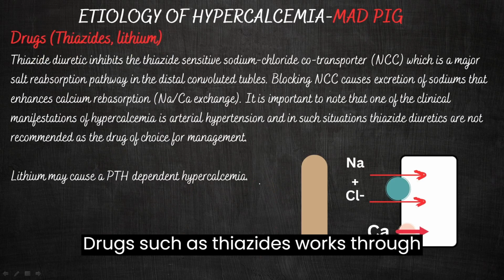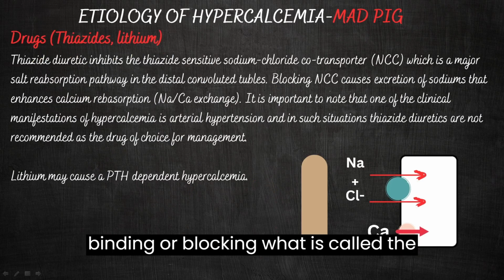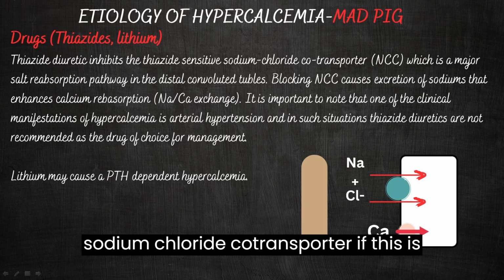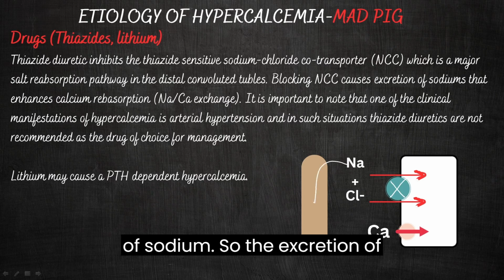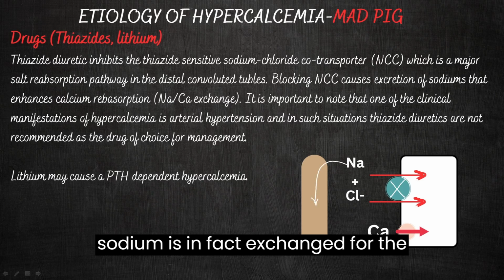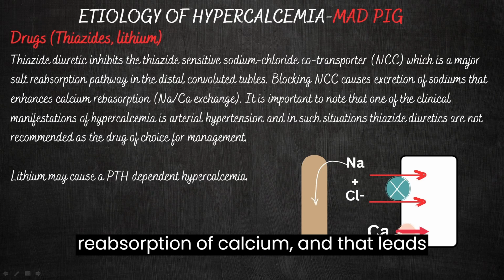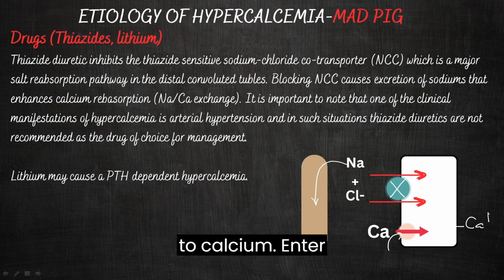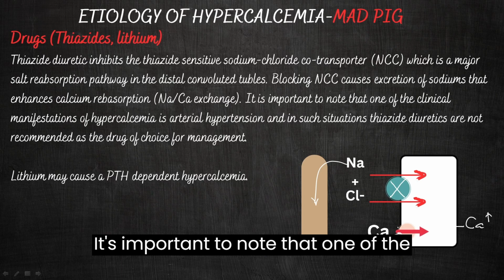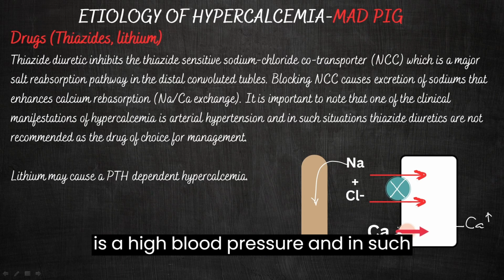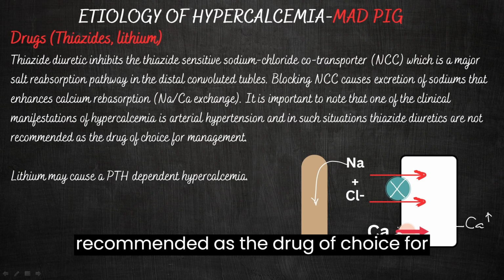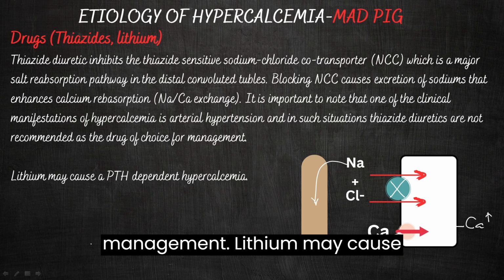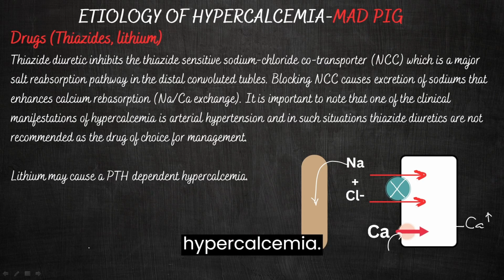Drugs such as thiazides work through blocking what is called the sodium chloride cotransporter. If this is blocked, then there is an excretion of sodiums. So the excretion of sodiums is in fact exchanged for the reabsorption of calciums, and that leads to calciums entering the cells avidly. It's important to note that one of the clinical manifestations of hypercalcemia is a high blood pressure, and in such situations, thiazide diuretics are not recommended as a drug of choice for management. Lithium may cause a parathyroid hormone-dependent hypercalcemia.